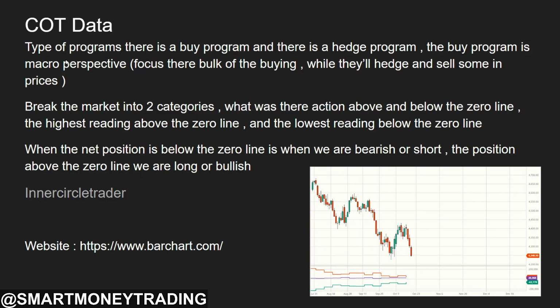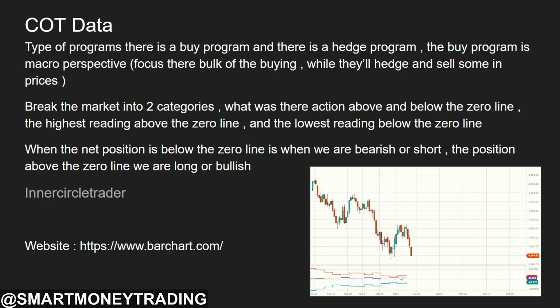And then COT data. We're going to see what type of program we're in, whether a buy or hedge program. The buy program is a macro perspective focused on the bulk of buying, while the hedges sell some in prices. Break the market into two categories: what was their action above and below the zero line? We use COT data on a bar chart with the net zero line.